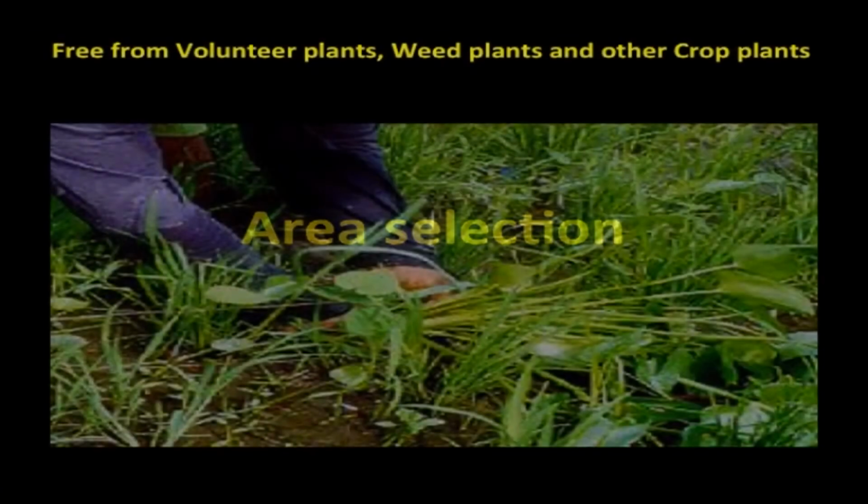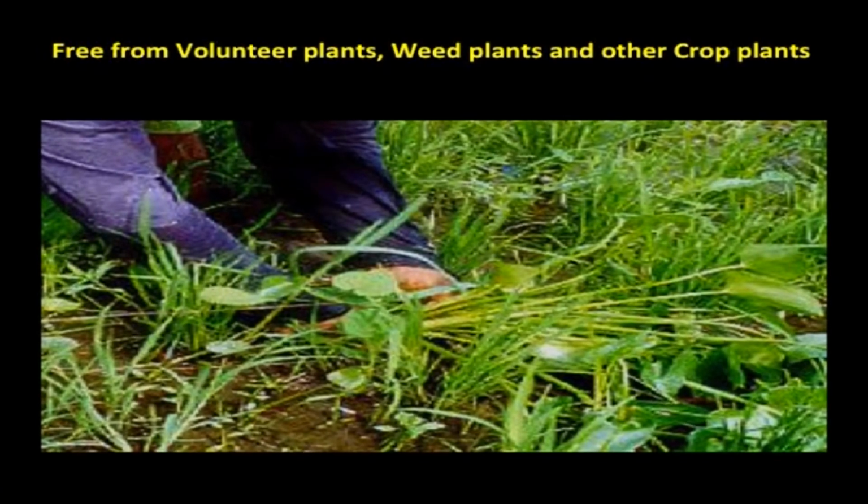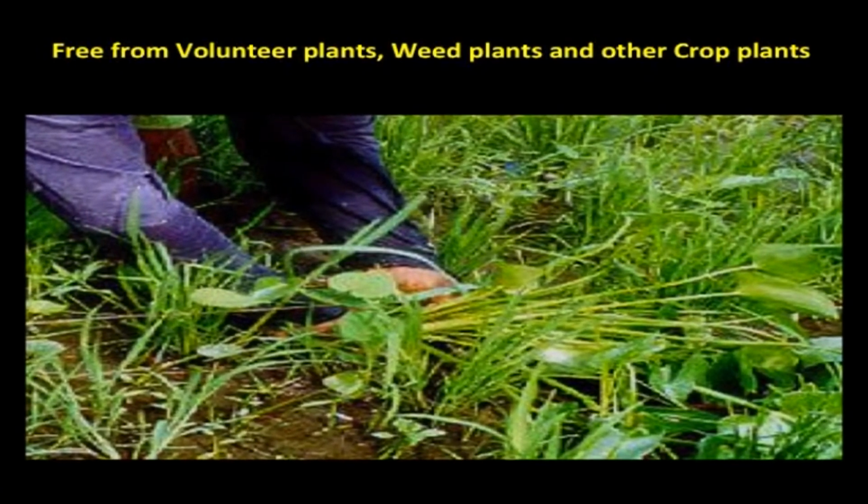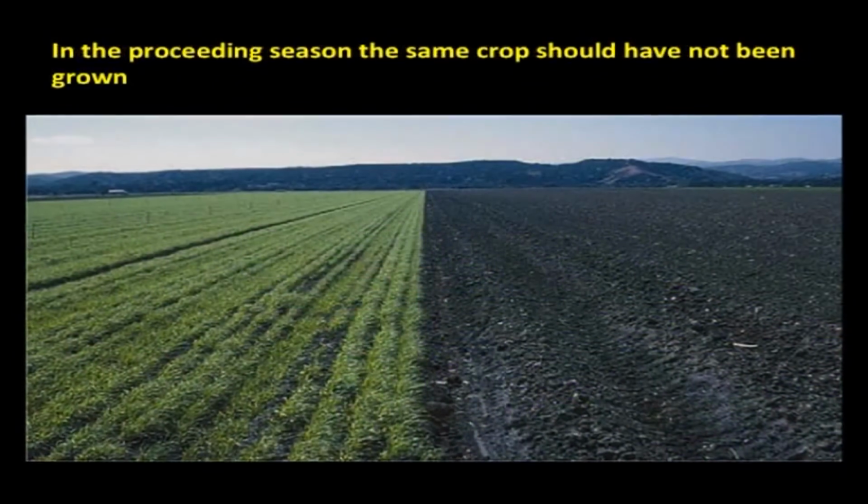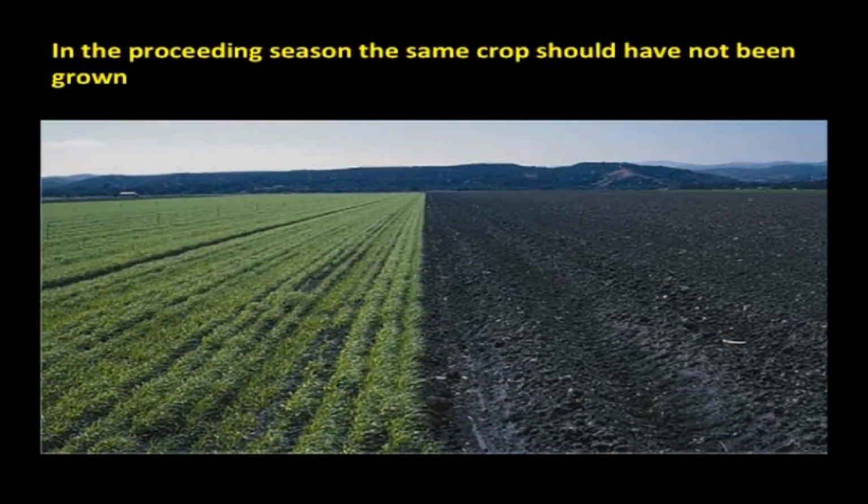First we can see about area selection. For seed production, we have to select area free from volunteer plants, weed plants and other crop plants. In the preceding season, the same crop should not have been grown. As per the certification norms, the same crop should not have been grown in the previous season. If so, it must be the same crop variety and approved by the seed certification agency.